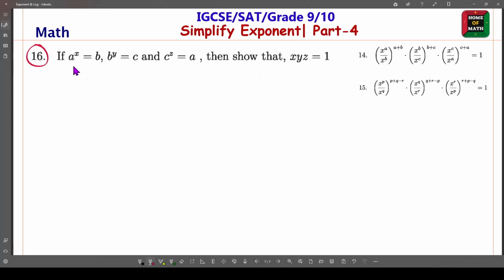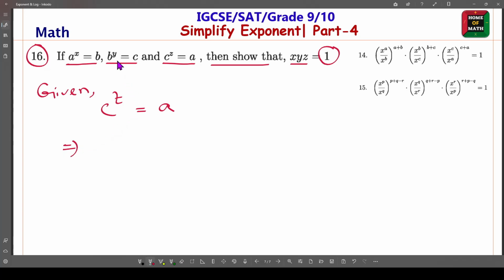Here is, if a to the power x equals b, b to the power y equals c, c to the power z equals a, then show that xyz equals 1. So these kinds of math we have to start from a simple part, like a to the power x equals b, or b to the power y equals c, or c to the power z equals a. From anywhere we can start this one. So we can start given c to the power z equals a.